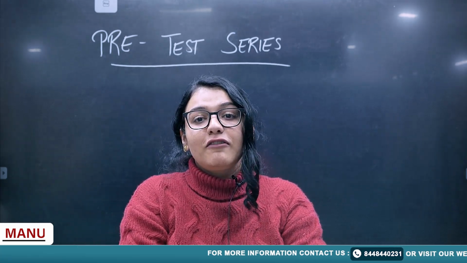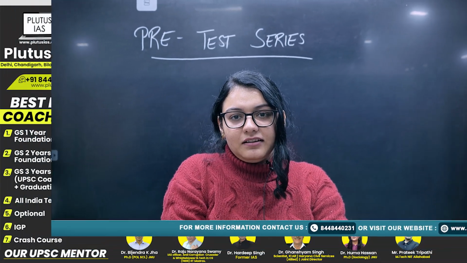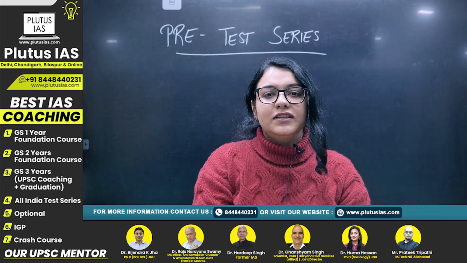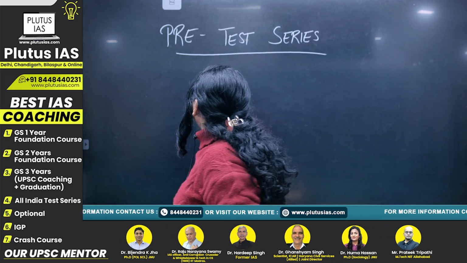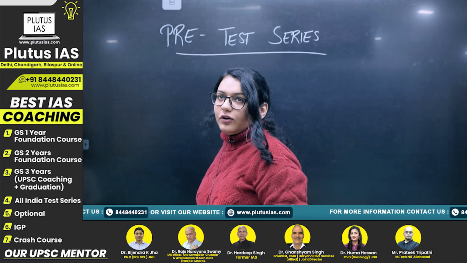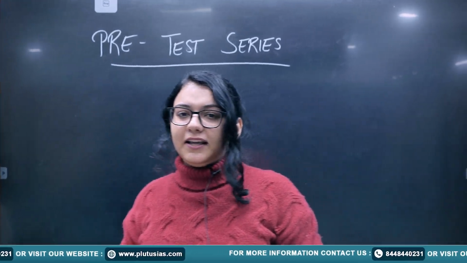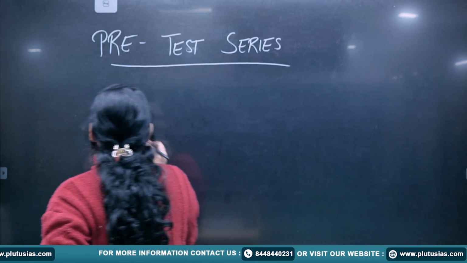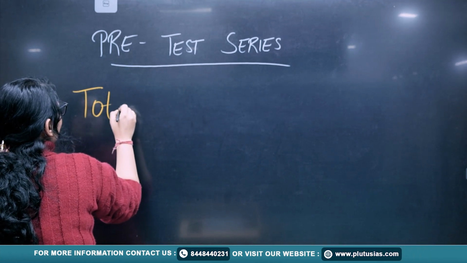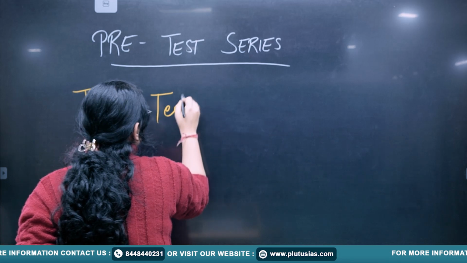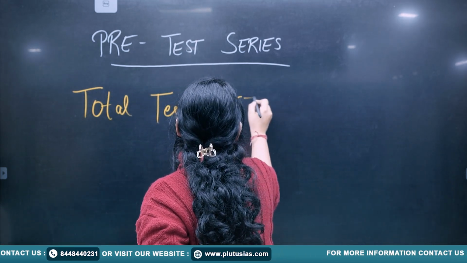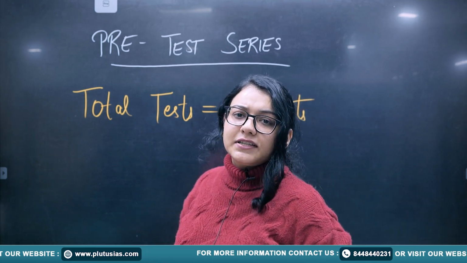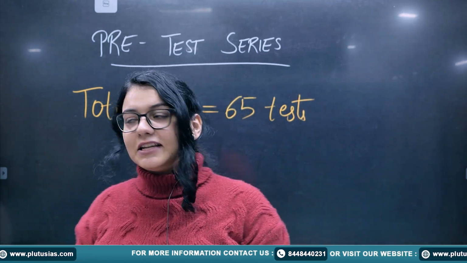So the topic of discussion is pre-test series, like your exam is going to conduct very soon. So in PLUTUS IS we have started this pre-test series. If you inquire any other else, you will be getting around 30-40 tests, but here in PLUTUS IS you will be getting around 65 tests. Okay, so total number of tests you will be getting will be 65 tests. That will be pre-specific. Okay, it will include your GS part also, and it will include your CSET part also.